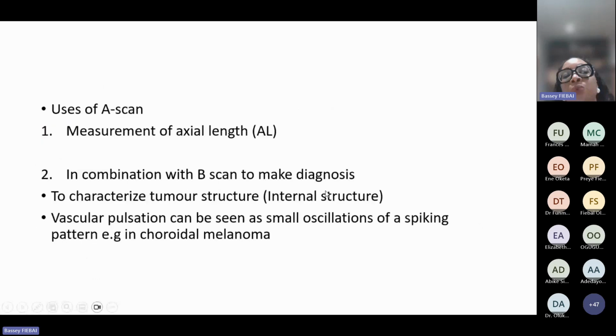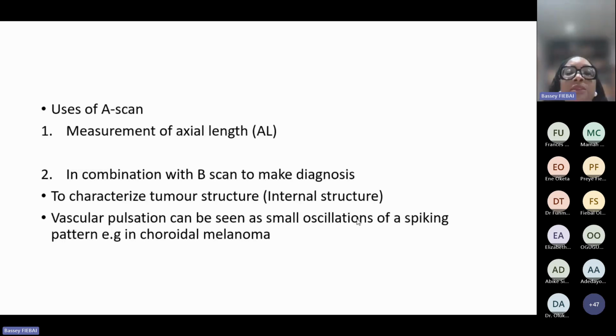So what do we use A-scan for? Measurement of axial length, and most importantly as well for this presentation, in combination with the B-scan to make a diagnosis. So it will tell you of the character of the tumor. It can tell you of the character of a lesion, the internal structure of a lesion.